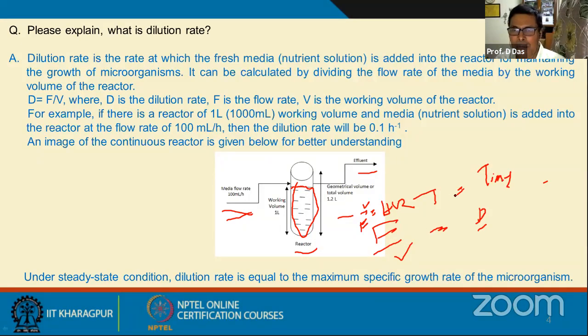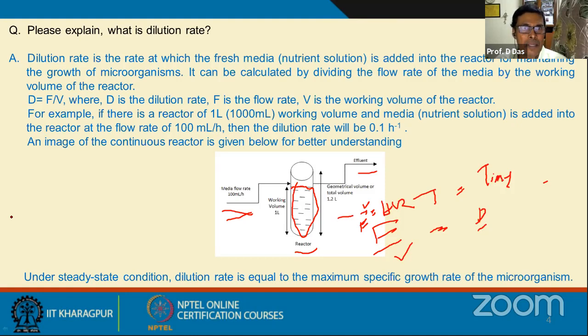So you just change the volumetric flow rate, then you can change the value of D. So at different dilution rates, you can find out the characteristics of this system. The dilution rate is the rate at which the fresh media is added into the reactor for maintaining the growth of the microorganism, and it can be calculated by the flow rate of the media divided by the working volume of the reactor, what I told you.